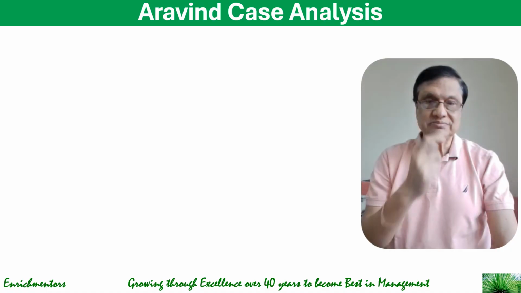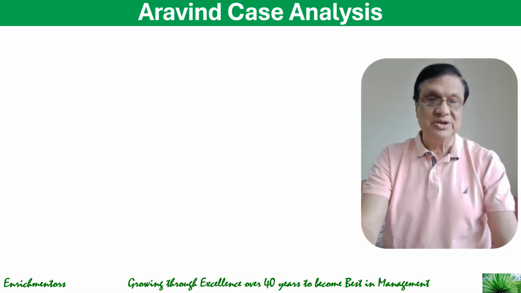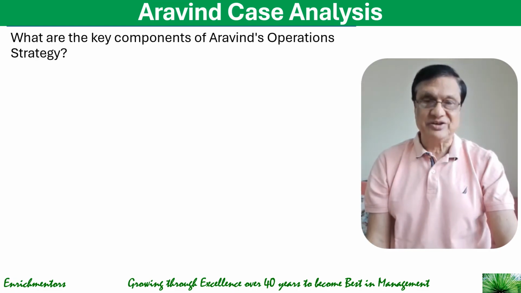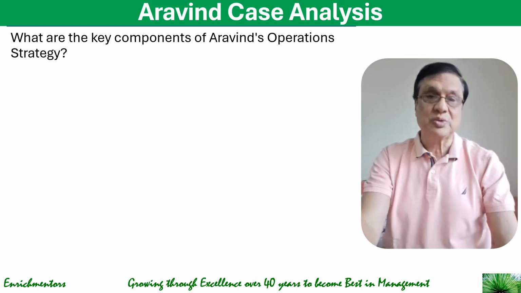So again, there are 6, 7, 8 questions that you need to answer. The first question, obviously, is what is Arvind's operations strategy? This time it is about operations. How do they operate? Their manufacturing, their processes. And what are the key components of Arvind's operation strategy? That is the first question that you need to prepare for and compare in the next lecture.